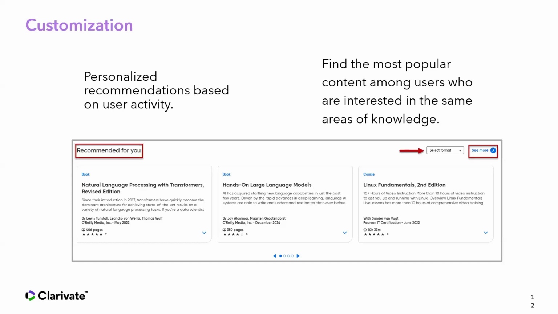And you can see here under the recommended for you, you're able to select the format to specifically see what types of content that you're interested in. And there is a see more button that we will notice multiple times when we're in the live demo to get a full range of your subject of interest.